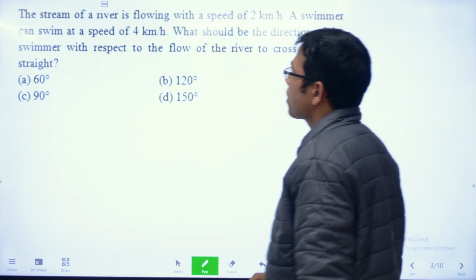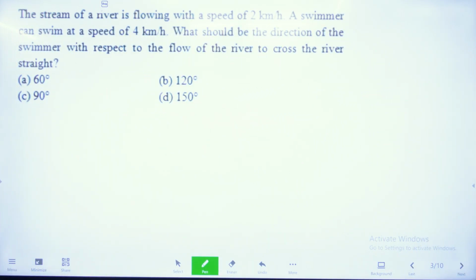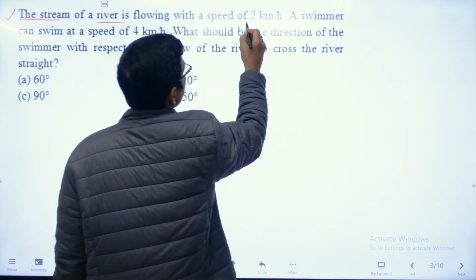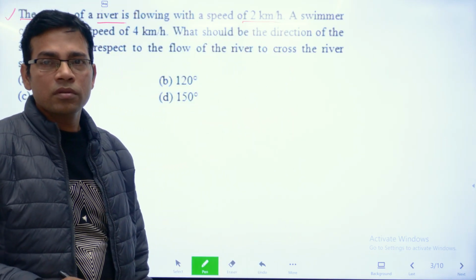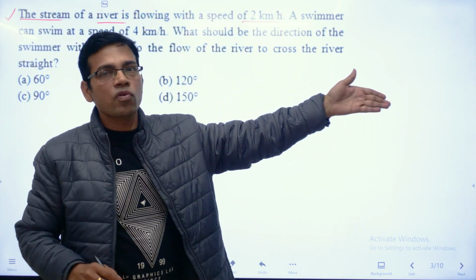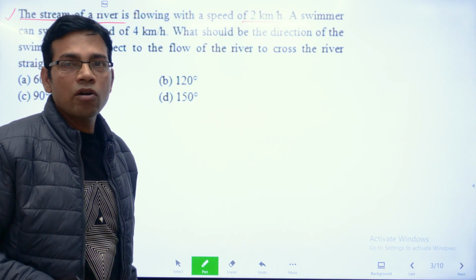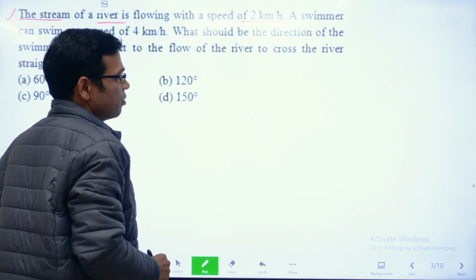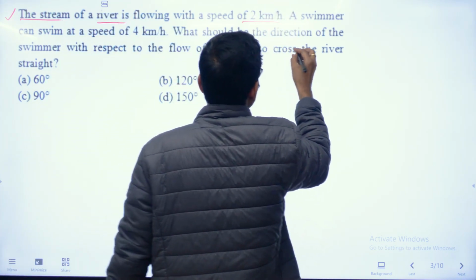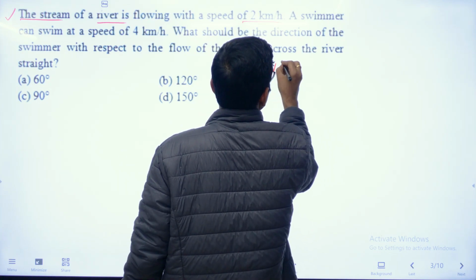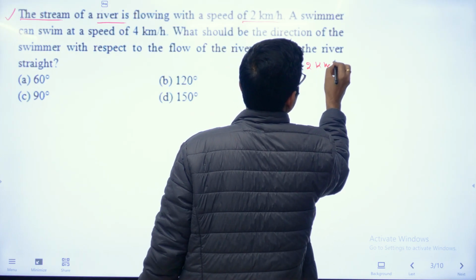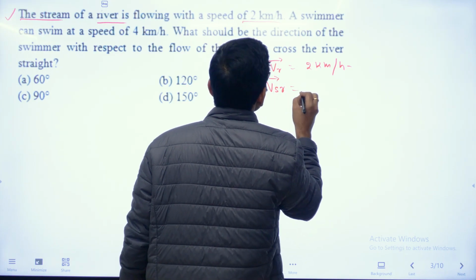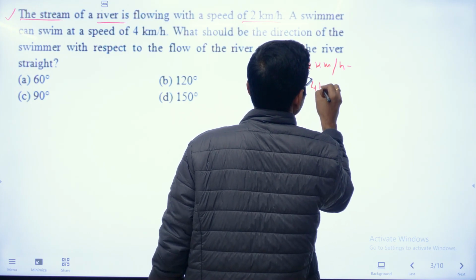So come to the next problem. In this problem, it says that a stream of river is flowing with a speed of 2 kilometer per hour, and a swimmer can swim at a speed of 4 kilometer per hour. First we write the input data: the velocity of the river is given as 2 kilometer per hour, and the velocity of the swimmer with respect to the river is given as 4 kilometer per hour.